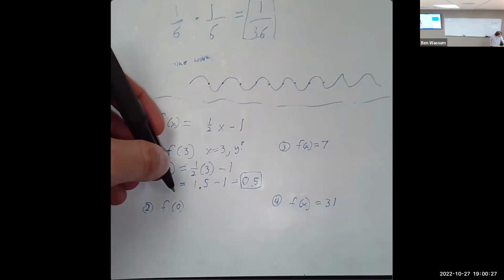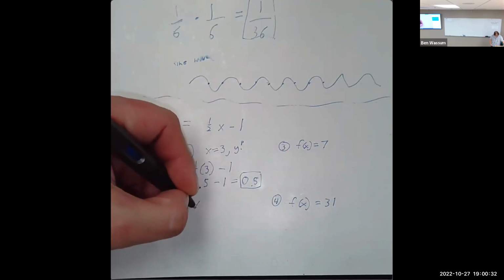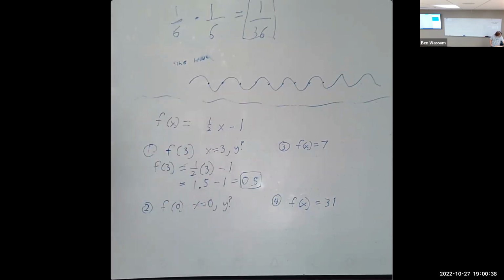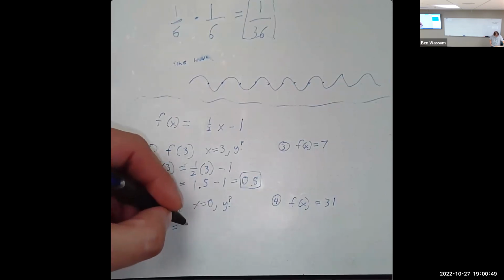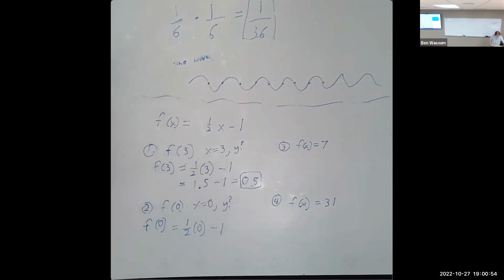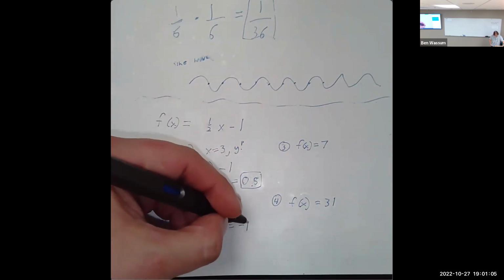All right, so we got f of 0. That's the next one. This is again telling me x is 0. Okay. So f of 0 is plugging in a 0. 1/2 of 0 minus 1. Okay, what's half of nothing? Nothing. If I have nothing, and you take $1 away from me, now I have debt. -1.